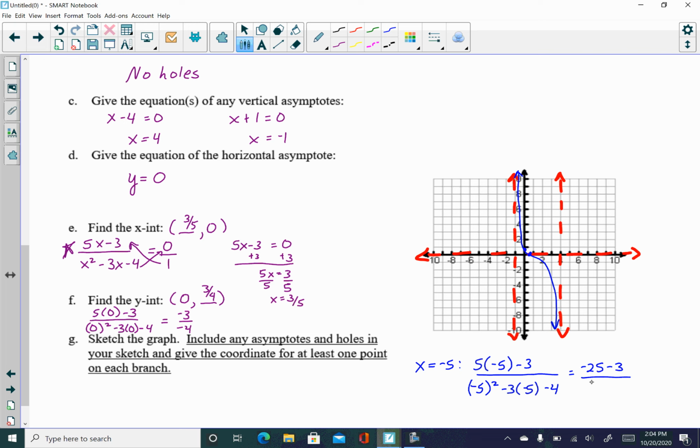On the bottom, take negative 5 squared. That gives us positive 25. Next term, negative times negative gives me positive 15, minus 4. Clean up, I ended up with negative 28, excuse me. On the bottom, 25 plus 15 is 40, minus 4 will be 36. Then you can just throw that in your calculator. I know it'll reduce, but we need a decimal so we'll be able to plot it. You should get a negative 0.78.